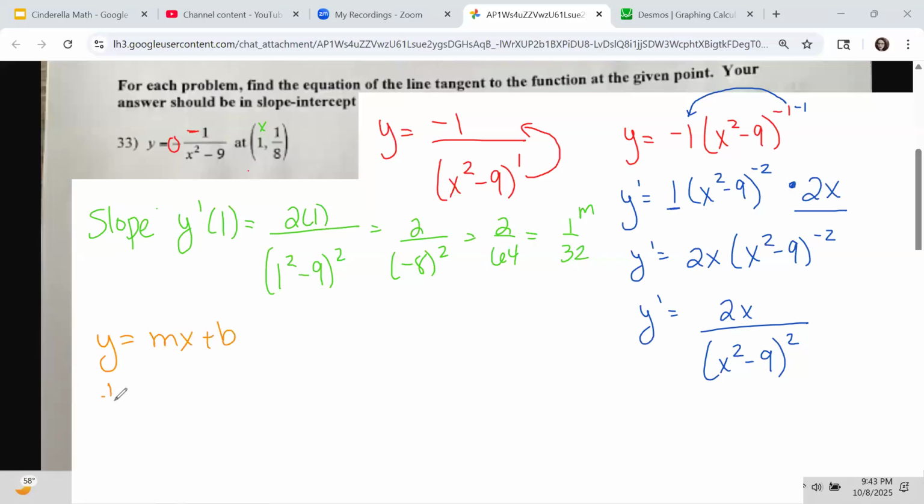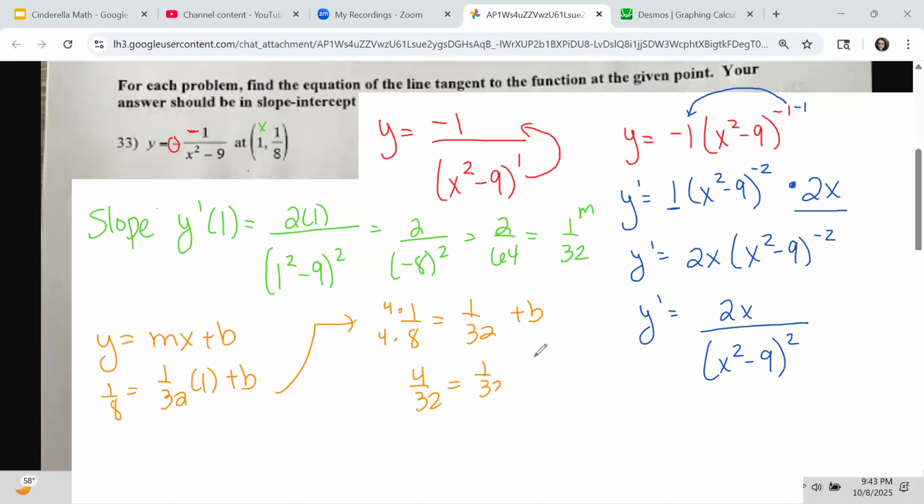Looks like our y is an eighth. Our slope is 1/32. Our x is 1, and b. I'm going to come here for room. 1/8 equals 1/32 plus b. We could just times this by 4, so that's 4/32.